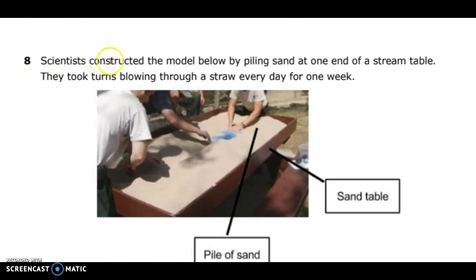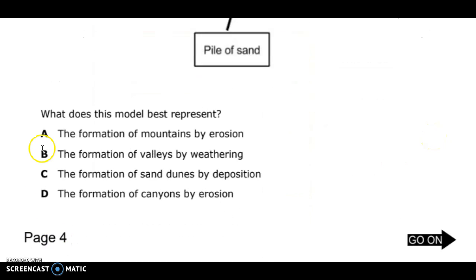Eight. Scientists constructed the model below by piling sand at one end of a stream table. They took turns blowing through a straw every day for 1 week. Sand table, pile of sand. What does this model best represent? A. The formation of mountains by erosion. B. The formation of valleys by weathering. C. The formation of sand dunes by deposition. D. The formation of canyons by erosion.